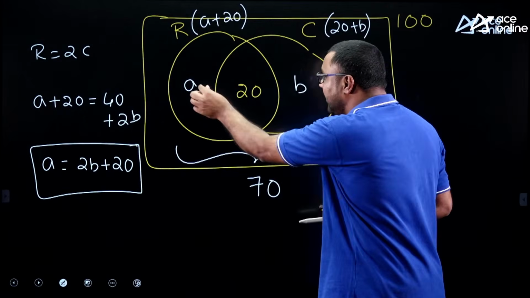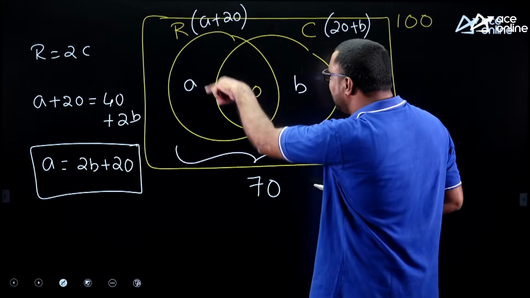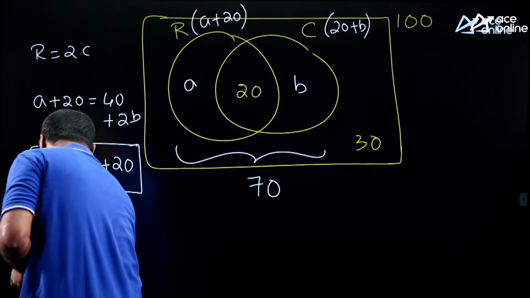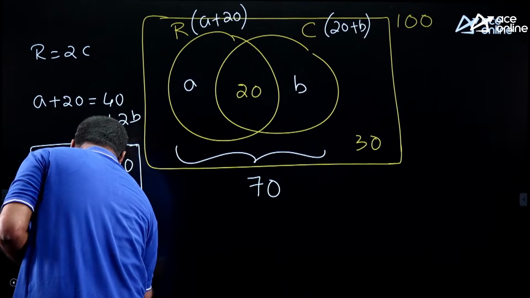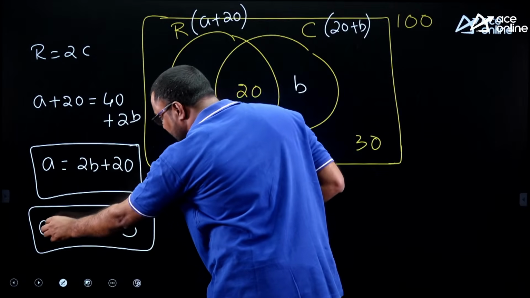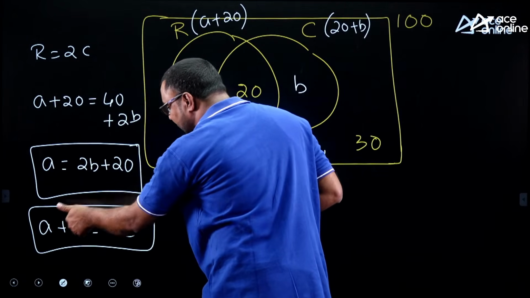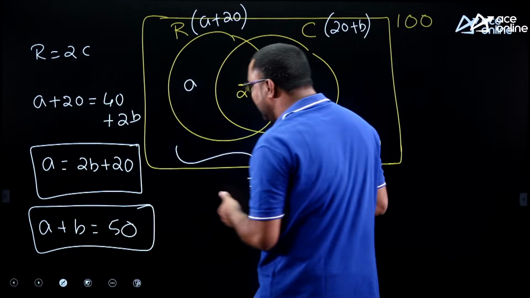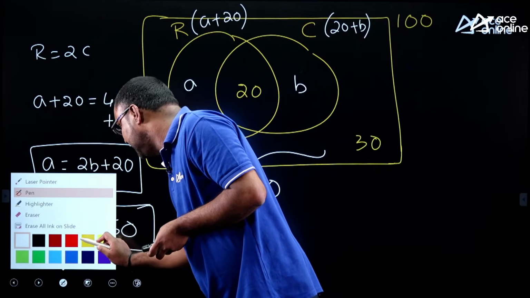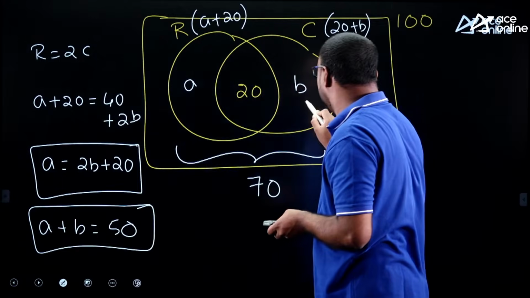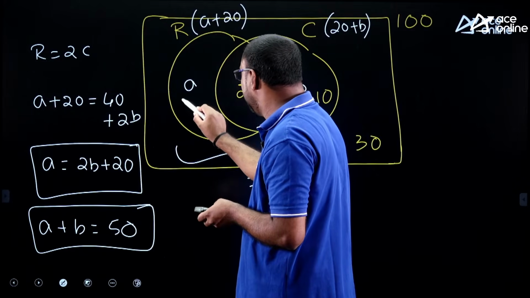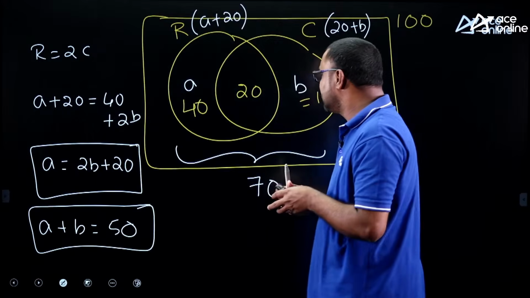The other one, A plus B must be equal to 50. Total this is 70, here 20 gone, so A plus B equal to 50. A equal to 2B plus 20. In place of A, we can substitute 2B plus 20. Then 3B plus 20 equal to 50. 3B equal to 30. If you just work on it, B value 10 we will get, my dear friends. B will be equal to 10 finally. When you got B value 10, A will be equal to 40. This is 40 and this is 10.